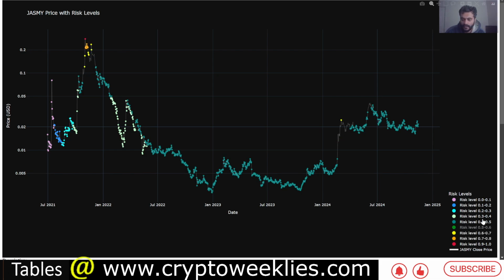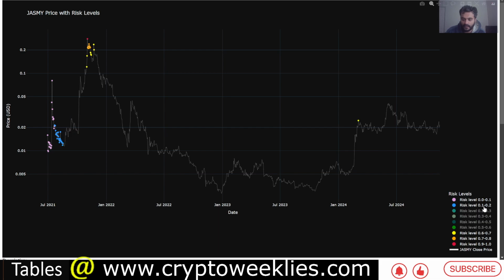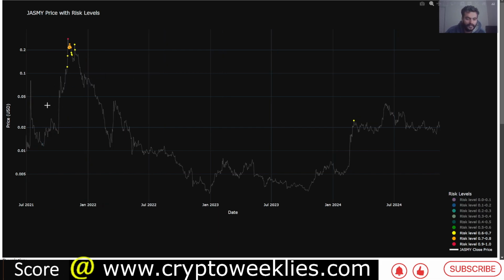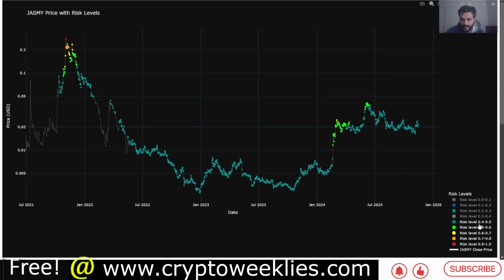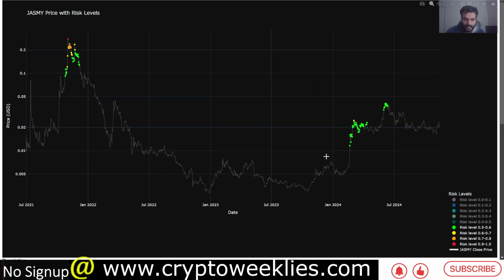Let's say anything above 60% risk is high risk. With this model, you are essentially avoiding accumulating, let's say, at these levels above 50%. Right now the risk with this is at around between 40 and 50%. Most of the time Jasmy spends in this risk level.